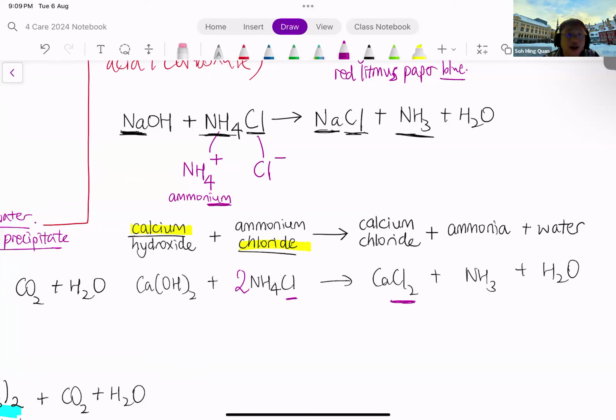All right. However, by putting a 2 in front of the NH4Cl, not only do you have 2 Cl, you also have 2 NH4. If you have 2 NH4 on the left, you must also have 2 NH3 on the right. So these two are linked. The number of ammonium on the left is equal to the number of ammonia on the right.